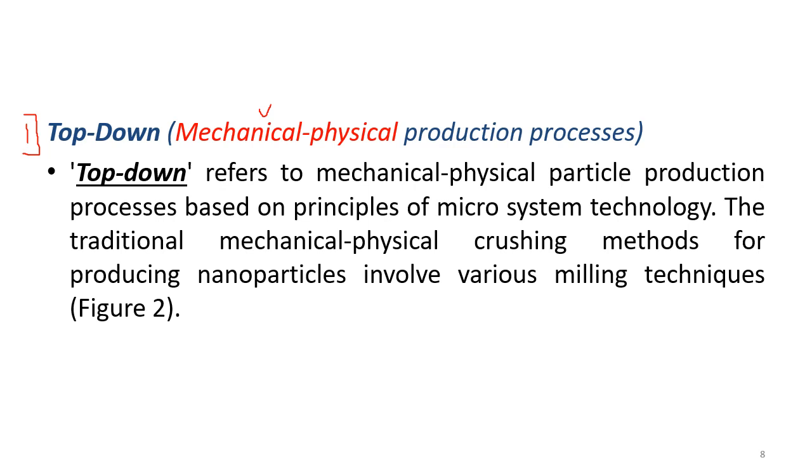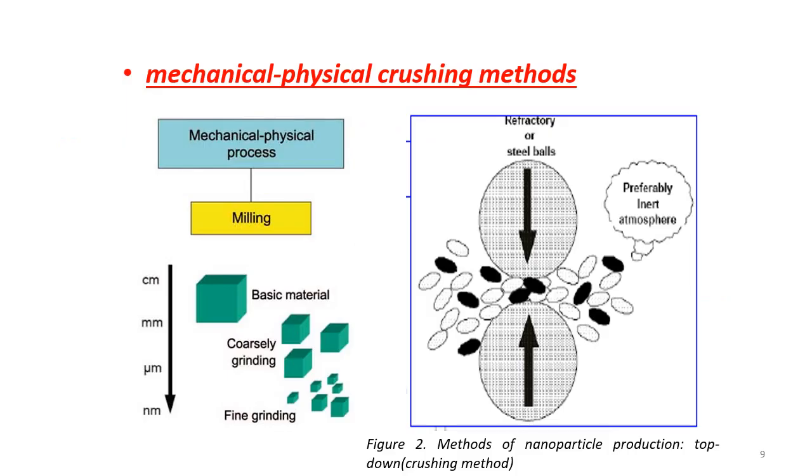So this is mainly used in our powder technology also. This is the traditional way of producing nanoparticles. Here the crushing of the materials will be taking place. Here we include different crushing methods. Mainly here we use the milling technology for producing the nanoparticles. So how will it look?